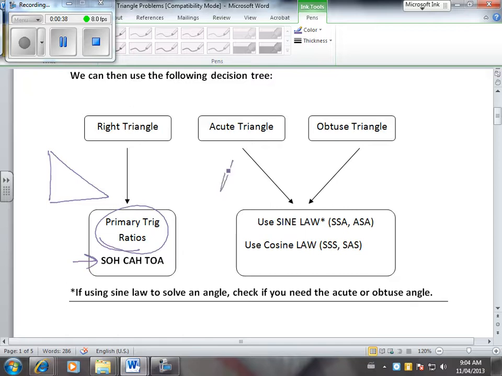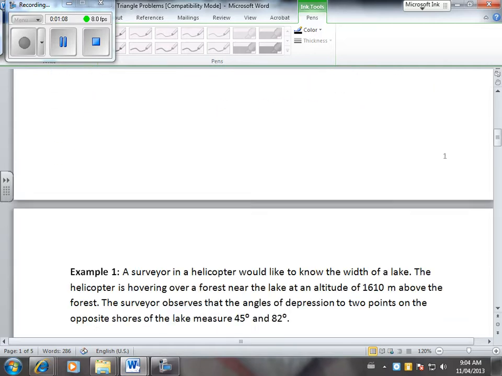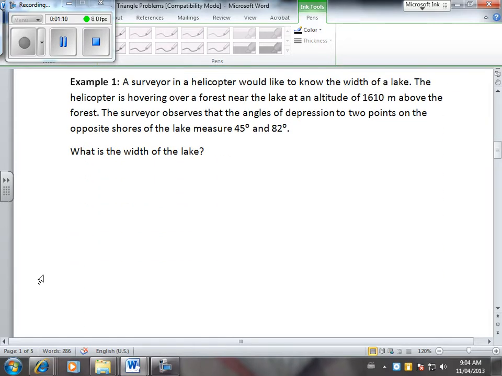But if you have an acute triangle, so something that looks like that, or an obtuse triangle, something that looks like that, then you have to decide based on what you have in terms of sides and angles: do I want to use sine law or cosine law? And remember that when you're using sine law with an obtuse triangle, you have to determine, do I want an acute angle or an obtuse angle? Okay, and we'll go over that. We'll see an example of that, and we've seen an example like that in the notes.